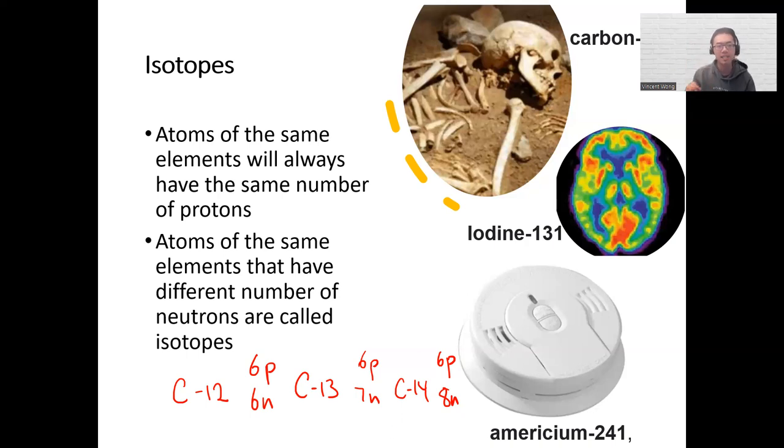The key takeaway from this slide is that the number of protons doesn't change. The number of neutrons can be more or less, okay? And then you create these different isotopes. Some isotopes are radioactive, okay? They give off radiation, such as iodine 131, americium 241, all right?